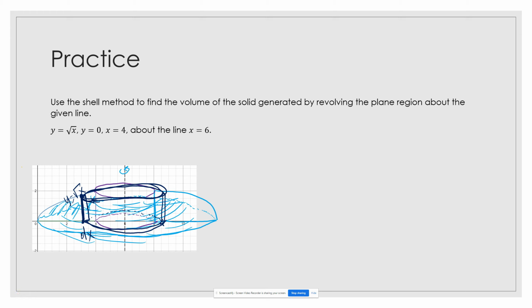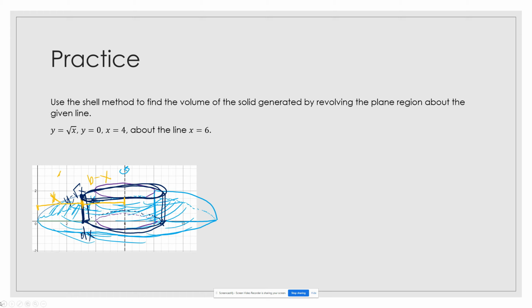Now we know that from the y-axis over to here is x. So from here to here would be 6 minus x. And you might start to see a pattern here where it's always this axis of rotation, if we're doing it vertically, minus x. So you might start to see that pattern, which is pretty cool.